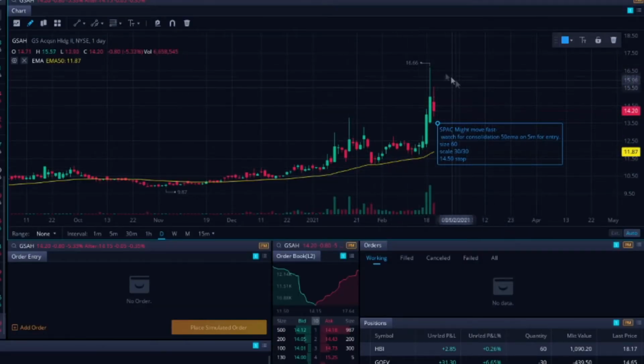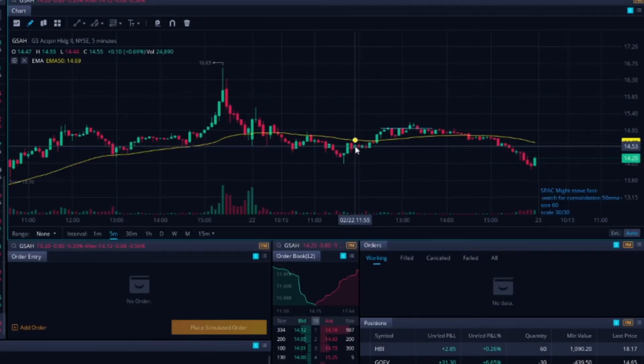So here is the GSAH daily chart. You can see I was going to go in with 60 shares, and I wanted to scale the position. I was going to go half size, but I actually went 1/3 size with a stop loss at 1450. What I was going to watch for was a consolidation on the 50 EMA on the 5-minute chart for entry, because this is just up on 2 daily candles, so you couldn't really see much. That's basically what I saw here. I saw it consolidating around this 1450 level and holding and starting to go higher.